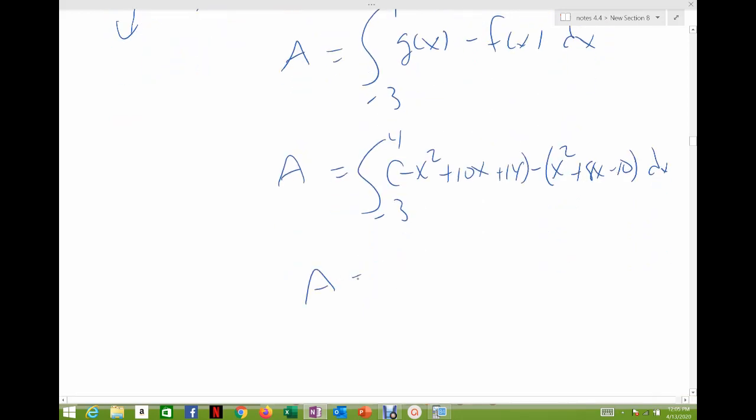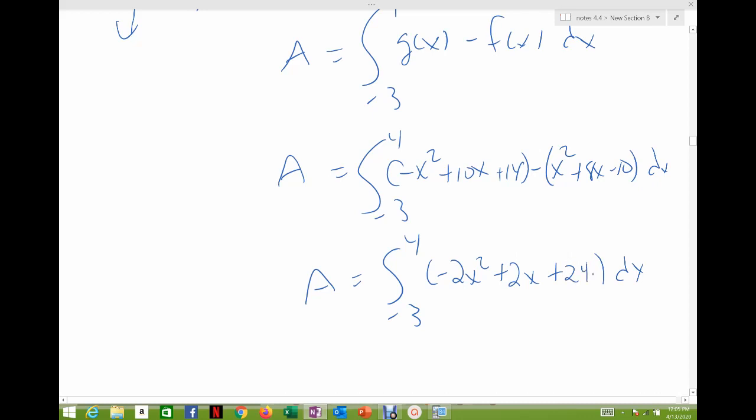Alright, simplify it. Always write your integral in simplified form. So we're subtracting. Negative x squared minus x squared gives me a negative 2x squared. A 10x minus the 8x will give me a positive 2x. And a 14 minus a negative 10 is really 14 plus 10, so 24. If you need to, distribute the negative and simplify that way, but since we were subtracting all the parts, I just subtracted as we moved along.